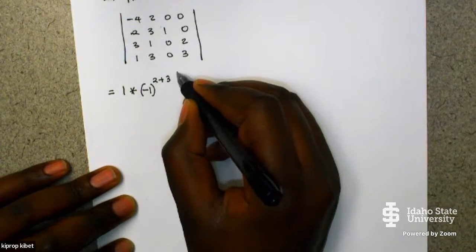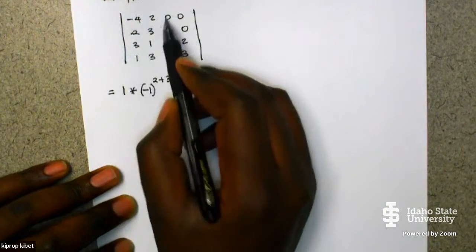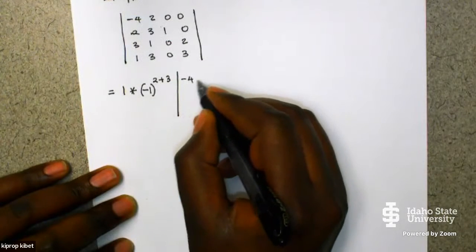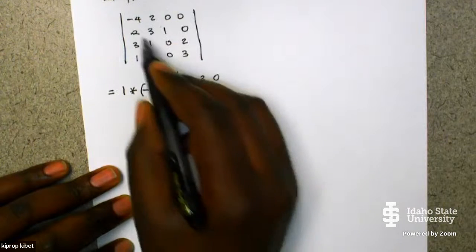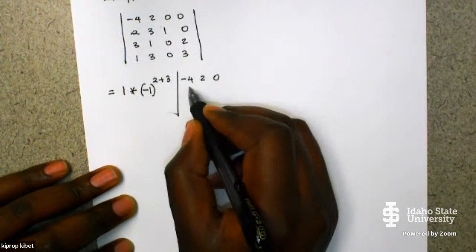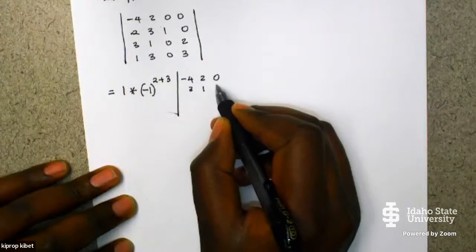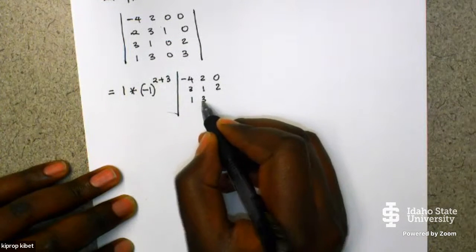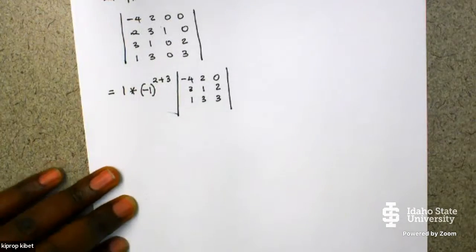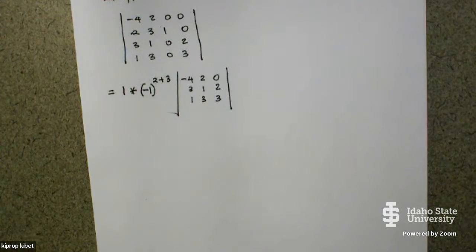And then now we do what? We get a determinant of, we are deleting this and this. So -4, 2, and then 0, 3, 1, and then 2, and then 1, 3, and then 3 there. Okay. So we deleted this and this. So what remains is -4, 2, 0, -4, 0, 3, 1, and 2, 1, 3.